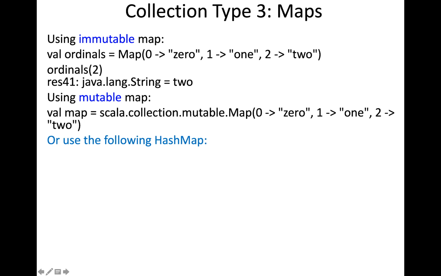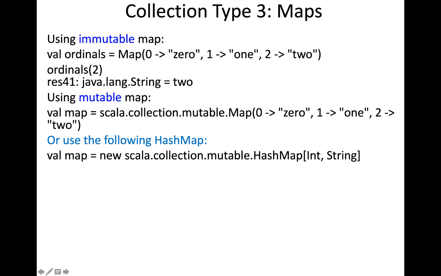You can also use a HashMap, another data structure in the Scala library, that is also a mutable map. This is the way to create a HashMap. You can say new scala.collection.mutable.HashMap. In this particular example, if our key is integer and value is string, then we have to say this is my type of key and value in square brackets. That is how to initialize a map.